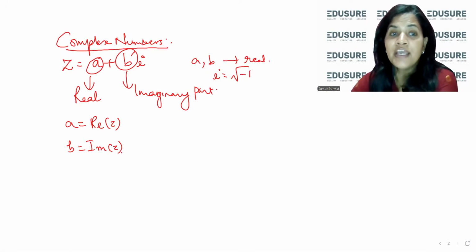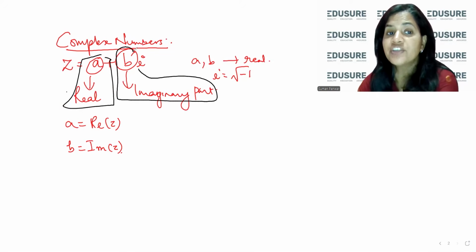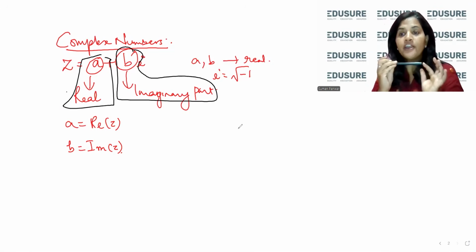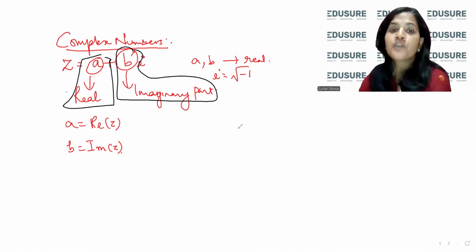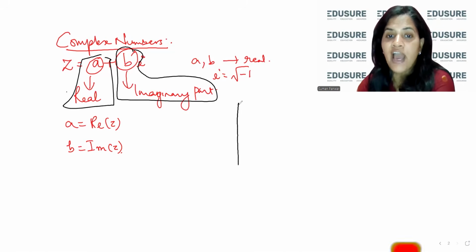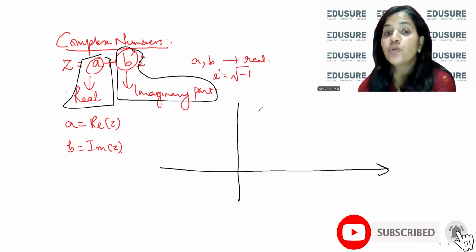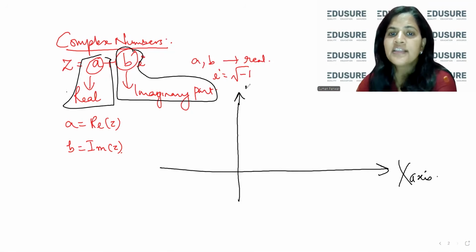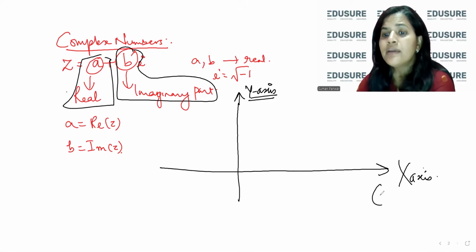So what does it mean? It means that my complex number now has two dimensions: one is the real dimension and one is the imaginary dimension. So how do we plot it? In the case of real numbers, we plotted on a number line, a straight line, which was one dimensional. To plot a complex number, we will have to go into two dimensions, a two-dimensional plane. So this is the x-axis, and this is the y-axis.